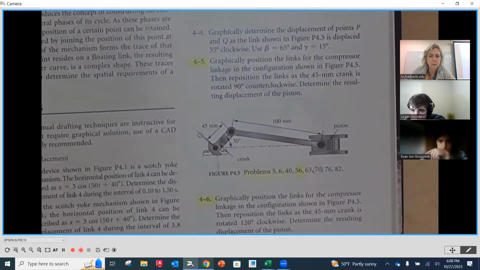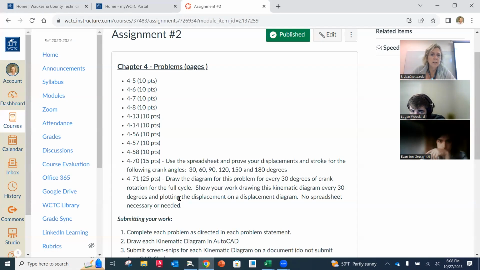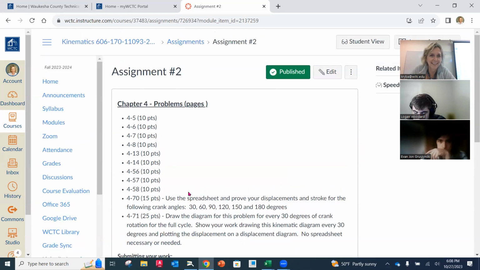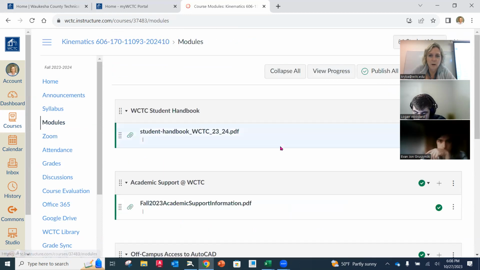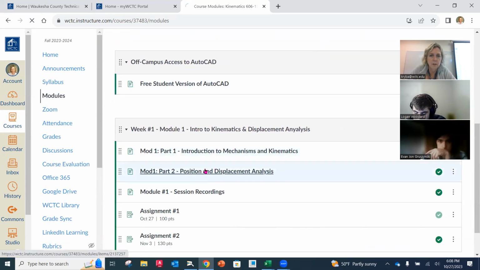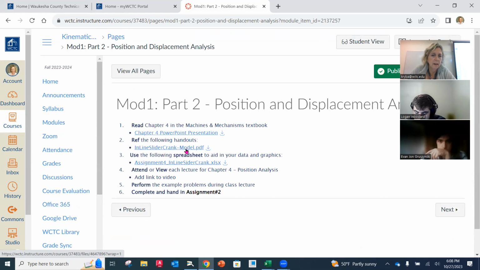If we go back over here, you are going to prove your answers for 30 degrees, 60, 90, 120, 150, and 180. So that's every 30 degrees. I want you to determine what that displacement is. I want you to draw this out and use the graphical method to do that. Now, what does that look like? I'm going to show you. If we go back to module 2, part 2, and we look at this handout right here, inline crank slider model.